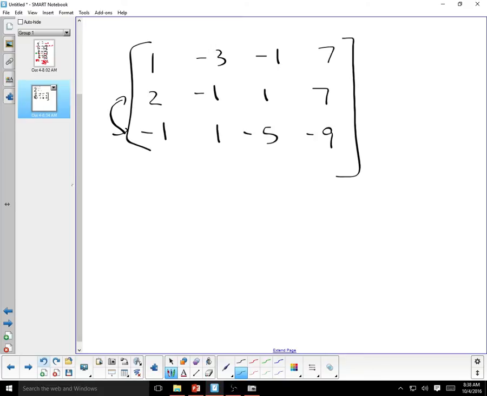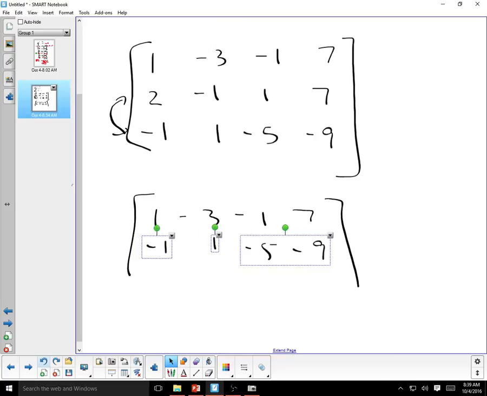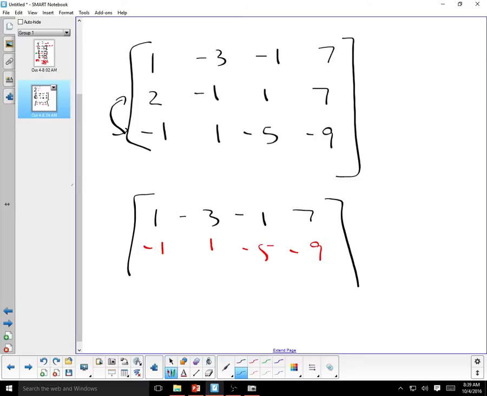Does that make sense? Yeah, I got you. Because that'll make it a 0 on it. So I've got 1, -3, -1, 7. And then I want to bring that bottom row to the middle. So -1, 1, -5, -9. Let me do this, just so you can see what I moved. And then this becomes 2, -1, 1, 7. Okay, so all I did was a row swap. I took this row and I swapped it with that row.